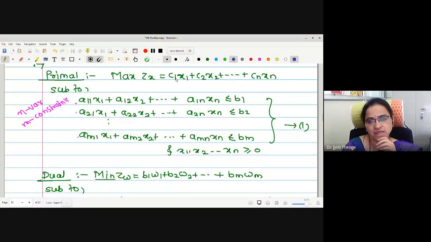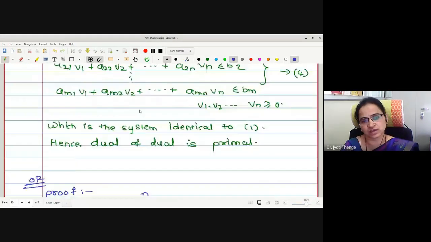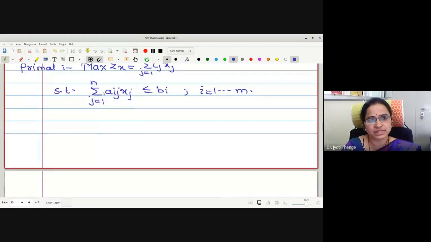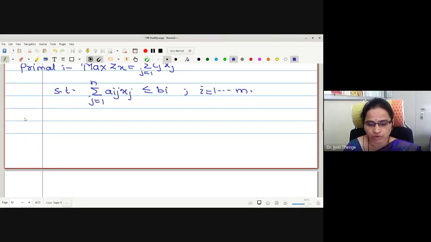Cj xj means C1x1, C2x2 up to Cnxn. Now here the sum is running over j. What kind of statement is it? ai1 x1, ai2 x2 and so on. And for every value of i, we will get one equation each. Now what will be its dual? Let me call this system 1.